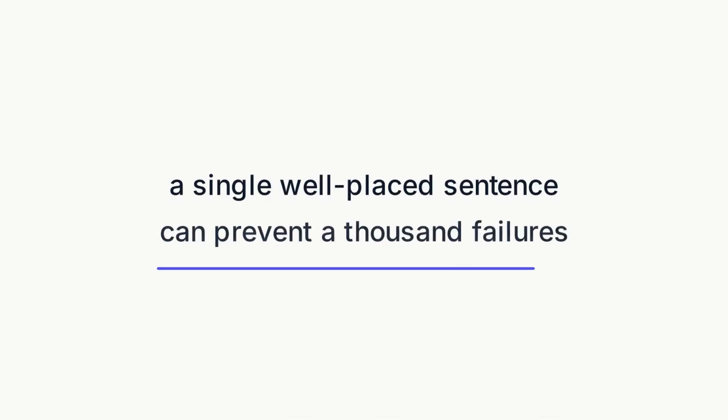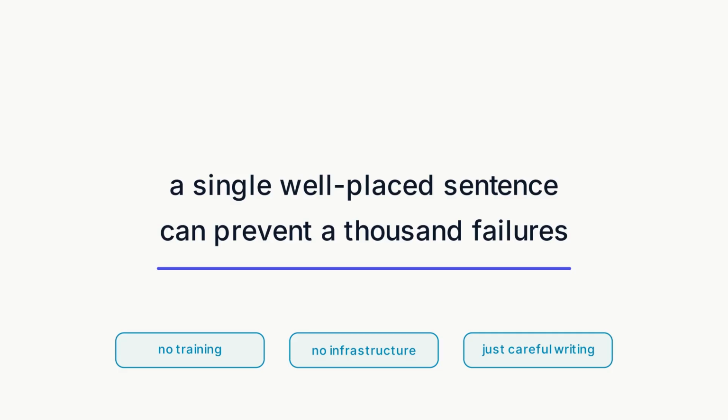Instructions are the cheapest and most underrated part of agent design. There is no training involved, no new infrastructure, just careful writing, refined over time as failures teach you what to forbid. A single well-placed sentence can prevent 1,000 failures. So that's our second component, instructions feeding directly into the core. The system is starting to take shape.